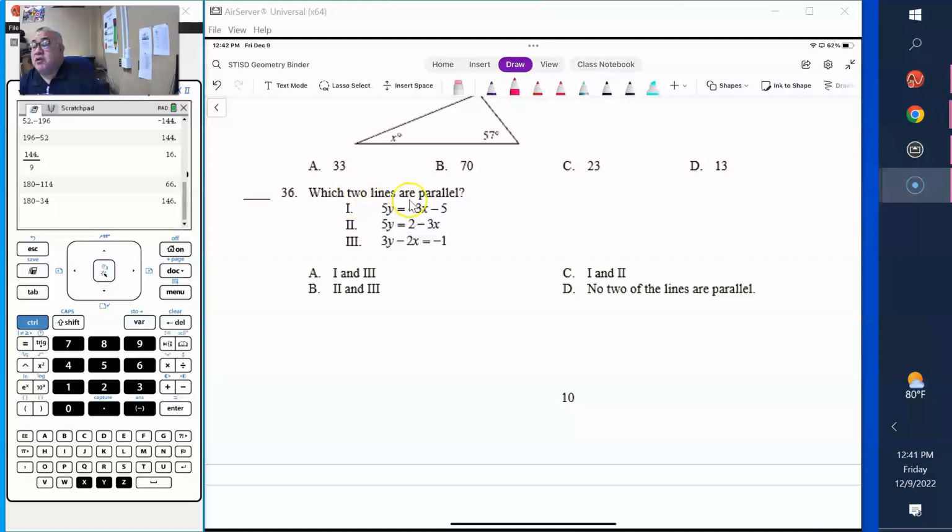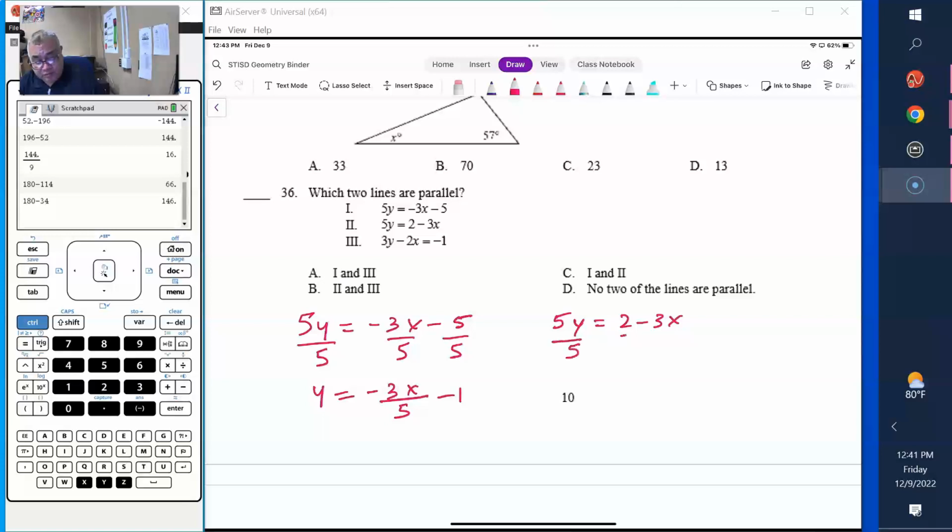Which two lines are parallel? 5y equals negative 3x minus 5. So I'm going to put it in slope-intercept form. Divide by 5, divide by 5, divide by 5. So y equals negative 3x over 5 minus 1. Go ahead and write the other one in slope-intercept form. So you divide by 5. So y equals 2 over 5 minus 3x over 5.